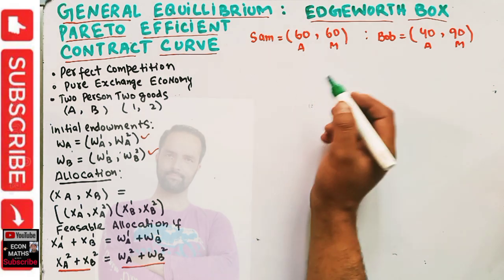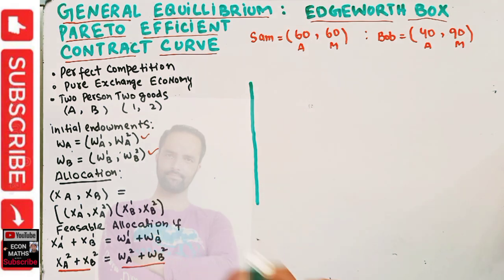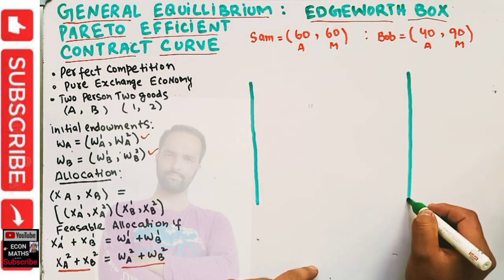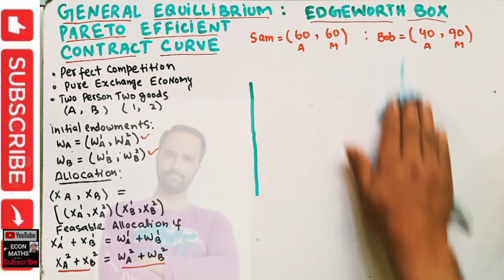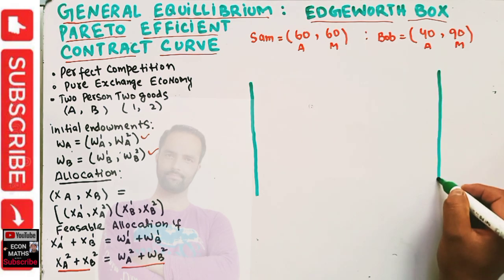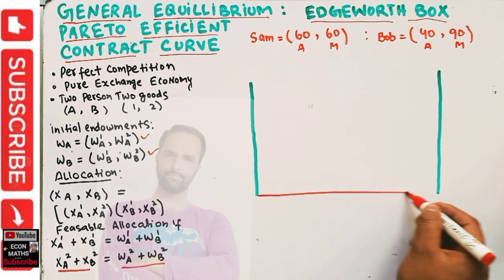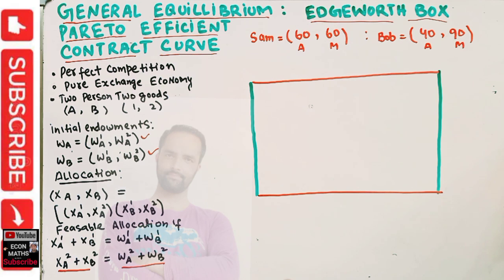Now let's try to construct the Edgeworth box. I will try to be simpler in explaining this step. Wait for a second, I am trying to make it perfectly simple here. Let us use another color here and another color here. This will be our Edgeworth box. How do we construct the Edgeworth box in the first place?